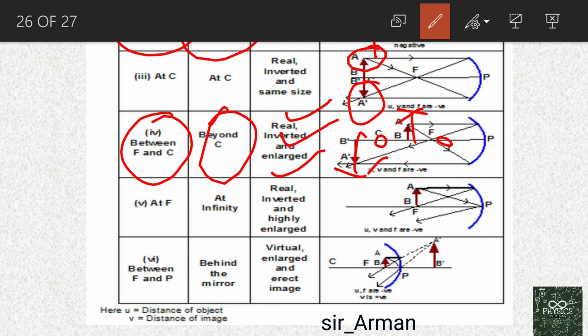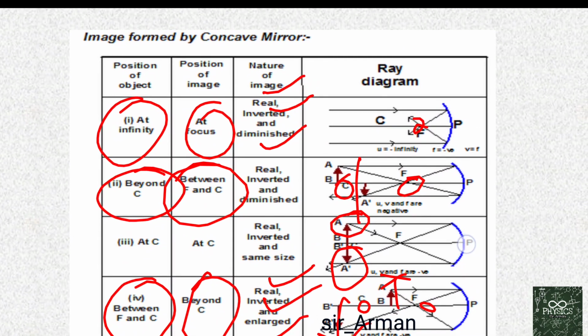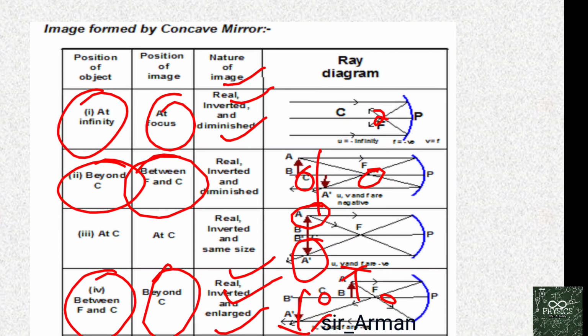Remember, the maximum number of images which are real are always inverted. And in case number 5, we place our object at the principal focus. So we obtain its image at infinity. That is, in case number 1, we placed the object at infinity, so the image is at the focus. And if we place the object at the focus, then its image will be at infinity.